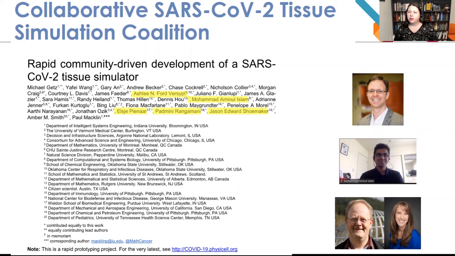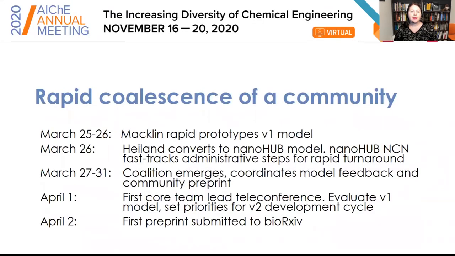I'll show you some more details of this work, but if you're interested in following along with the bioRxiv papers or the forthcoming manuscript or the simulation environments, I encourage you to check out our website, which is covid-19.physicell.org. And PhysiCell is the multiscale simulation platform that Paul Macklin and his team have developed. And so we're maintaining the coalition on their website. So Paul Macklin led putting together this team.